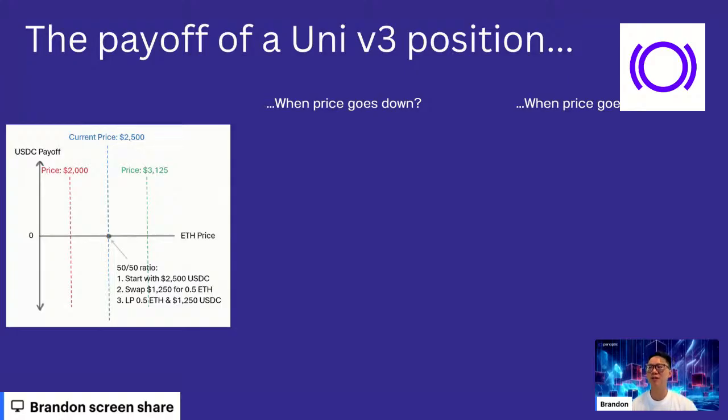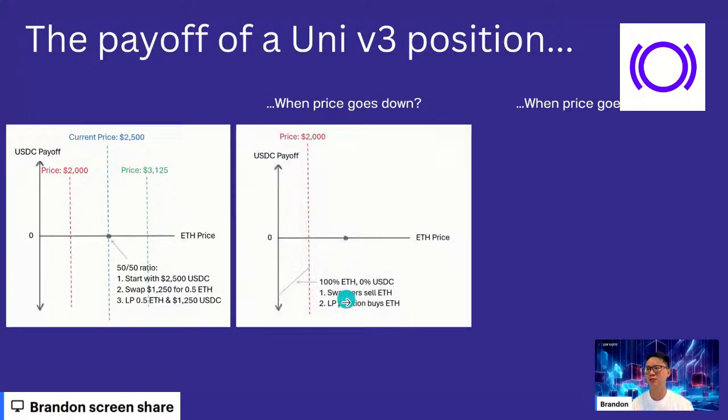What happens when the price goes down? Well, here's what happens. Once the price reaches 2,000 or below, your LP position gets converted completely into ETH. So now you have 100% ETH and 0% USDC. So your position's totally in the risky asset ETH, and the reason for that is because the swappers in the pool, they're selling ETH.